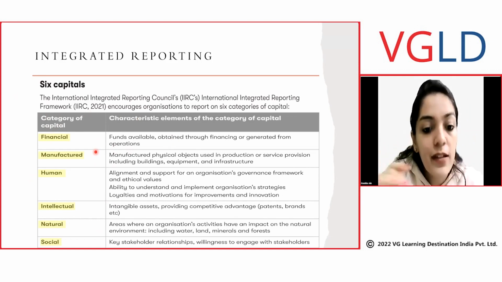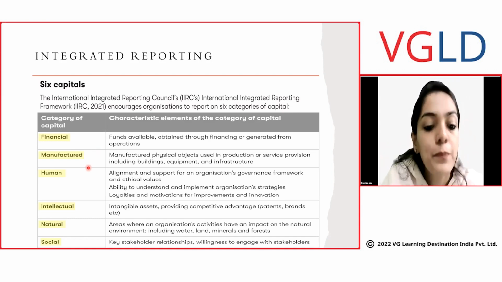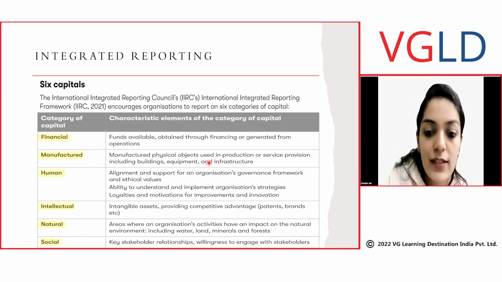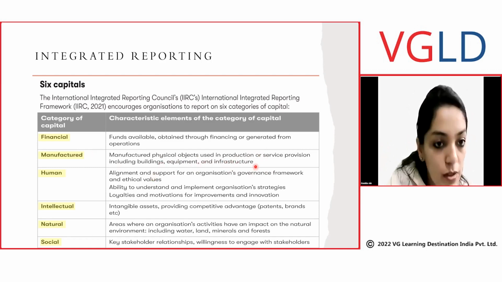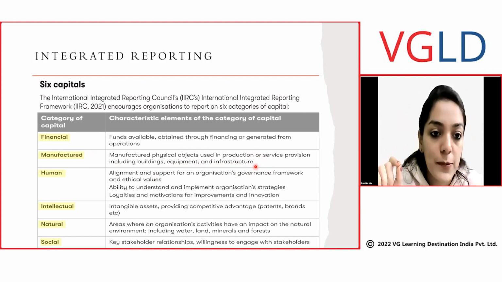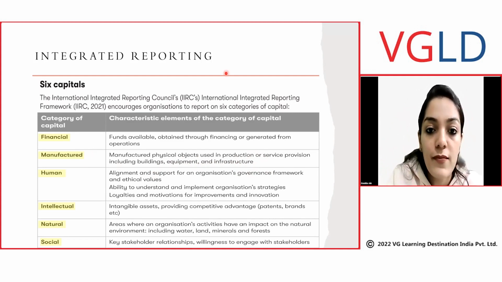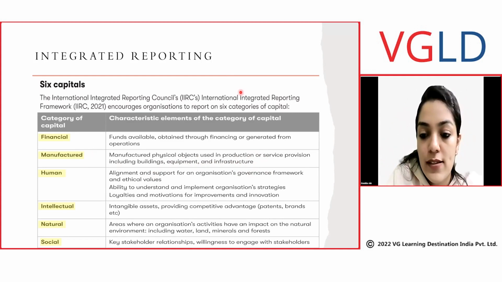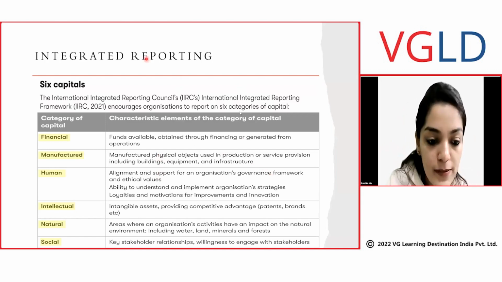So financial is very simple. What are the funds available and the sources of finance? Okay. Then next is manufactured capital. Manufactured physical objects used in production or service provision, including building, equipment, and infrastructure. So manufactured capital is something you can say is the tangible capital of the company, tangible assets. So your report about the manufactured capital covers non-current assets, which are used in the production or service provision. Manufactured physical objects. Okay.